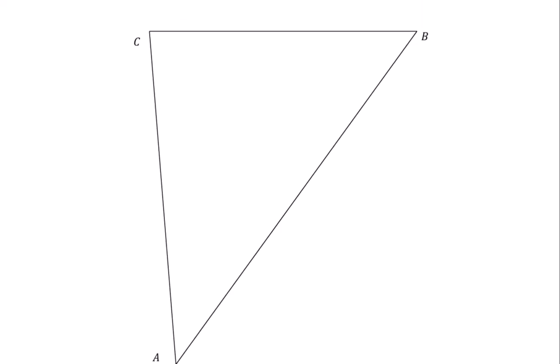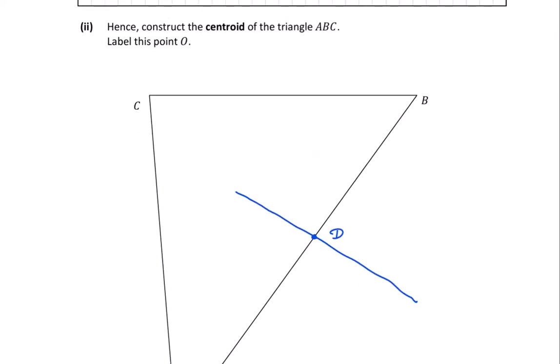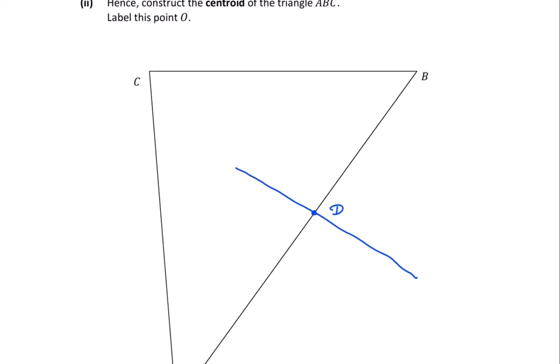So assuming you ended up with a line down along here and your arcs, this here would be the point D. It says hence construct a centroid. So the way you would construct a centroid is to connect up this midpoint here to the opposite side. So you would draw what's called a median down here like this.